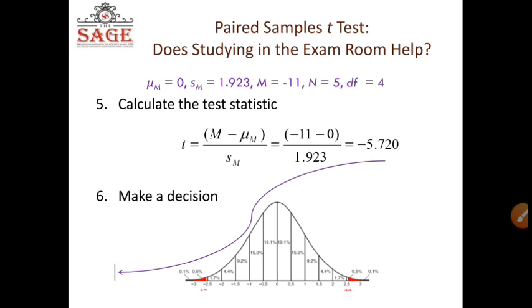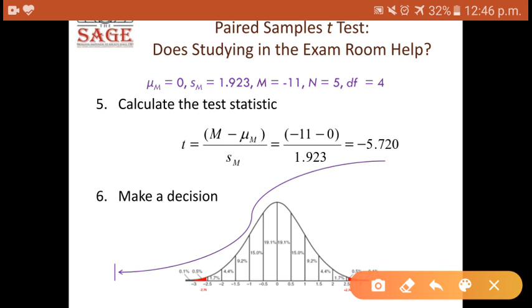Now calculate the test statistic. The test statistic is calculated by taking the same student's t-test formula, that is m minus mu m divided by standard error. So minus 11 minus 0 divided by 1.923, and the calculated value is going to be minus 5.720.